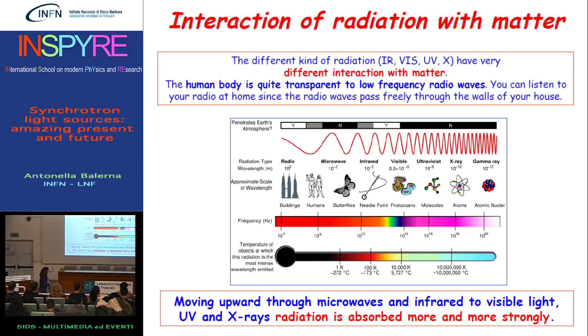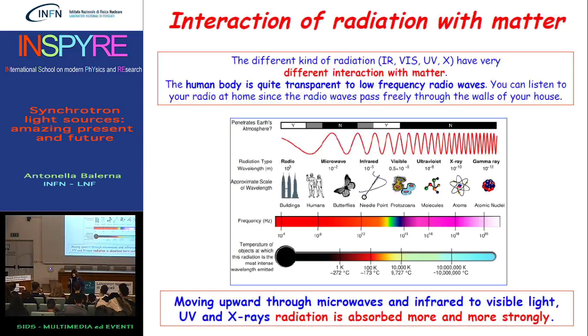Okay, let's go back to this electromagnetic spectrum. When we speak about radio waves, you can hear radio waves staying at home and listening to your radio. Why? Because this kind of waves are not absorbed, can go through, and then are captured by your radio and so on. But we said that as wavelength decreases, energy increases. As the energy of the photons increases, what happens is that radiation is absorbed more and more strongly. This can also be understood.